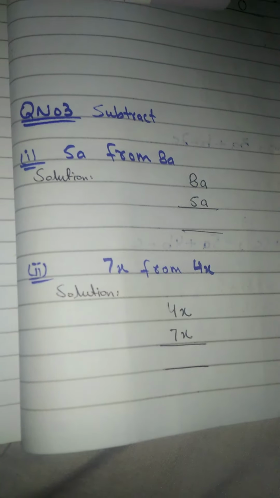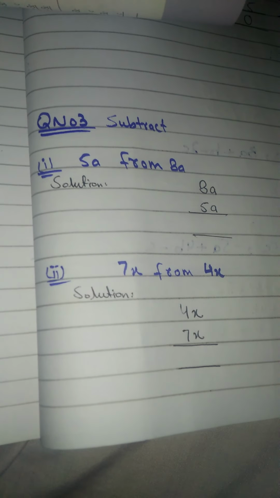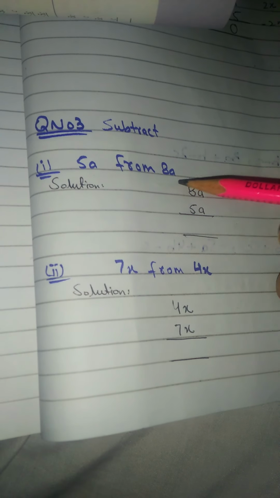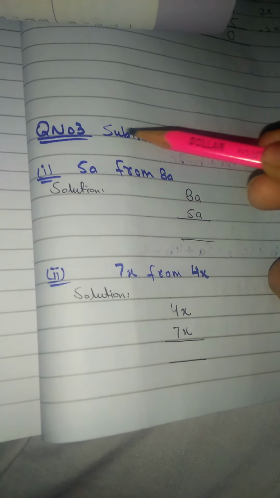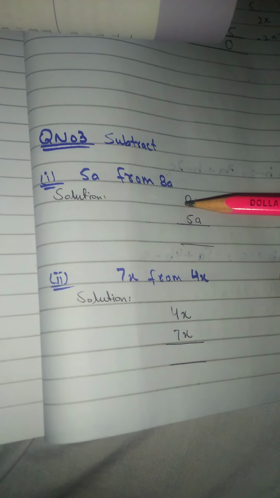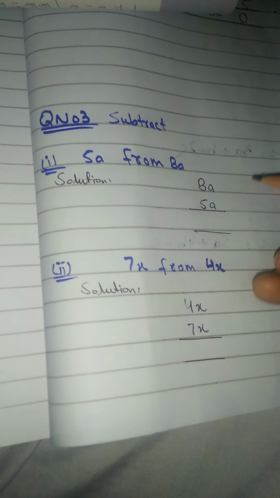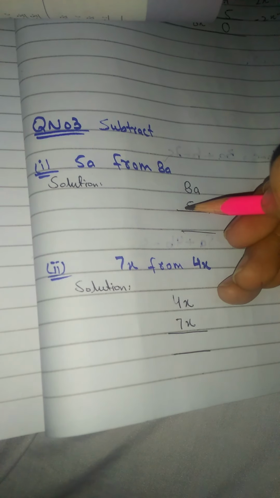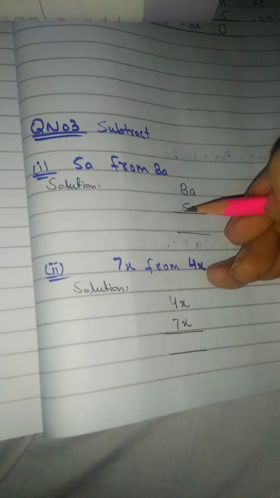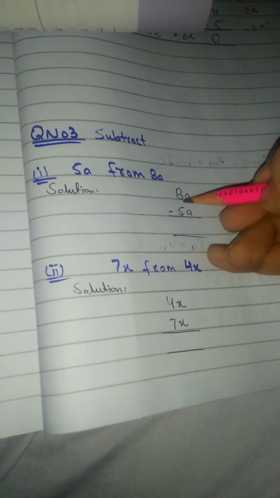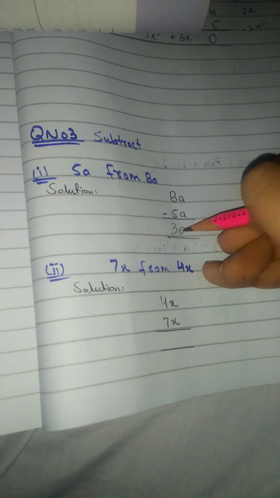Now come to the exercise 8a, 8b. Question number 3, subtract 5a from 8a. We have to subtract 5a from 8a, so we can take 8a as the first term and 5a as the second term and write them vertically. As we know that we have to change the sign of the second expression or the second term, so we will change the sign of 5a from plus to minus. Now plus minus minus. Subtracting 5 from 8 we will get 3a.